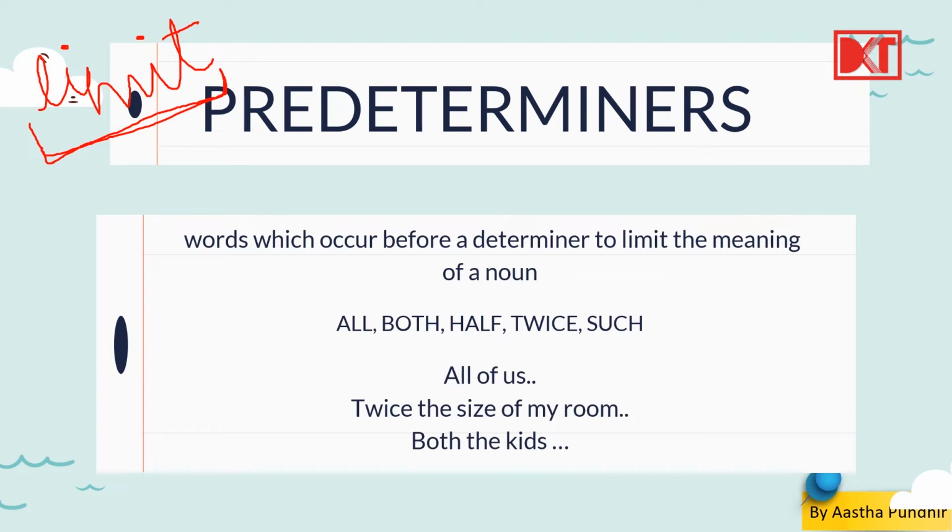Let's see. Here we have examples like all, both, half, twice, such. So like here if we say all of us. Now all of us, what is the limitation? The limitation is we're including all the people. Where is the boundary being drawn? Outside all the people. Now here twice the size of the room. What is the limitation here? Whatever the size of my room is, twice the size. Then both the kids. So this sort of limitation is provided by predeterminers. Alright.